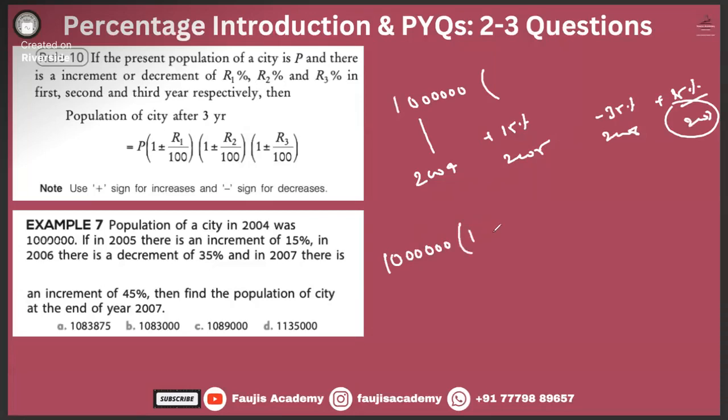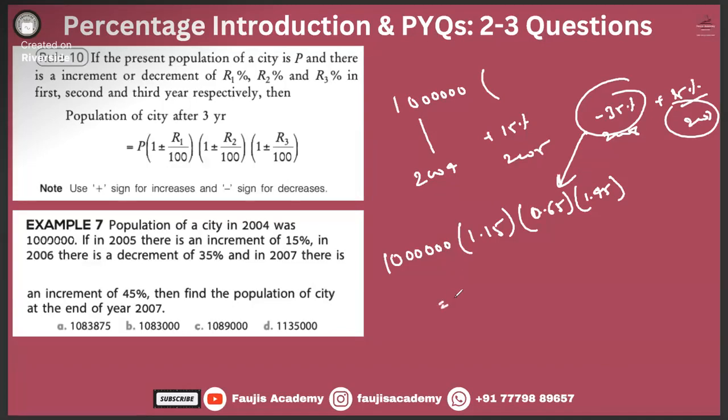Increment, that means 1.15. Decrement, that means 0.65. Increment, that means 1.45. Do you have any doubt why and how I have written it like this? These are called multiplying factors. Now calculate this number and tell me what is the answer.